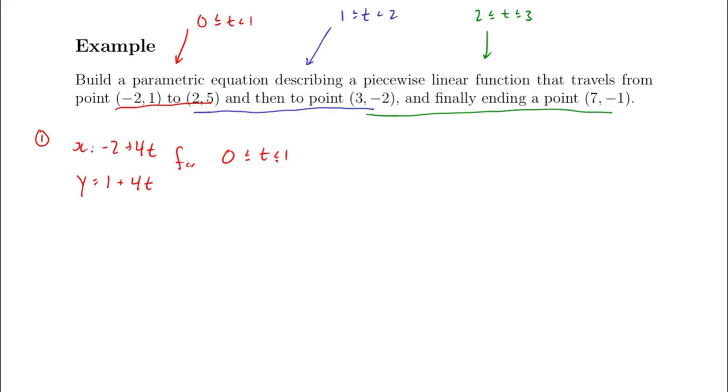Notice again, I'm not including 1 here. I could. I'm going to not, because I'm going to make one function. Maybe I'll put it like this for now. I'll make one function at the very end, and we want only one of the pieces to be defined for each of the values of time.